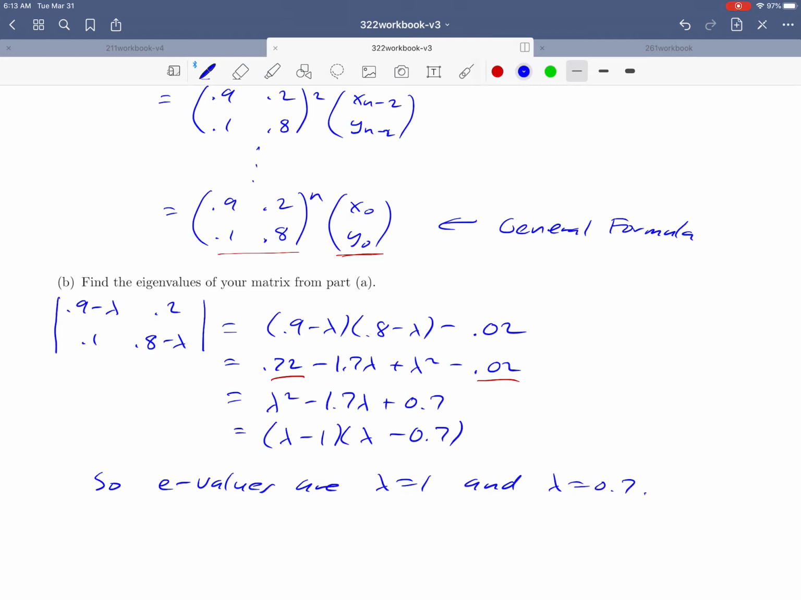And in the next video, we will continue with this very long problem and see how those eigenvalues can help us continue answering questions about this population pattern.